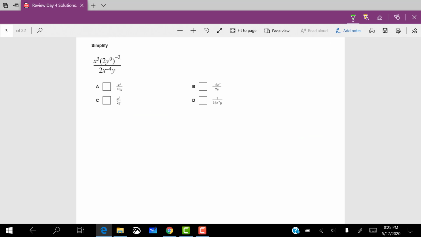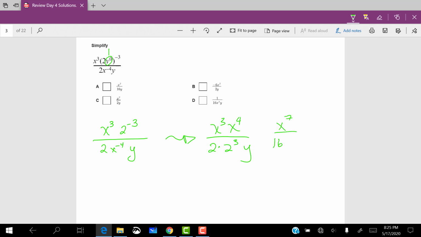Okay, this one looks a little more complicated, so I'm going to take it step by step. First, I know that anything to the power of 0 is just 1. I'm going to rewrite x to the 3rd, and then I've got this 2 to the negative 3. The y to the 0 just made 1, so I'm going to leave that out. And then in the denominator here, I've got 2x to the negative 4y. I'm going to simplify one step further, changing up the negative exponents. So I've got x to the 3rd and x to the 4th. And then in the denominator, 2 times 2 to the 3rd times y. So this gives me x to the 7th over 16y.